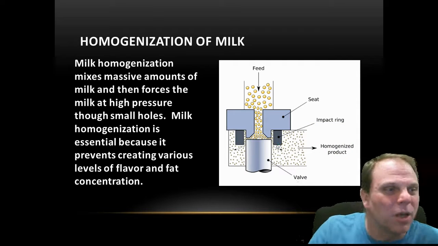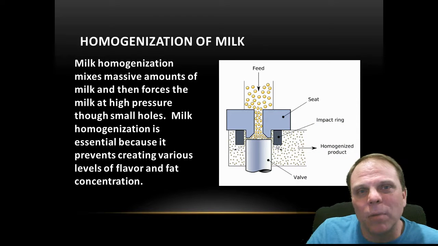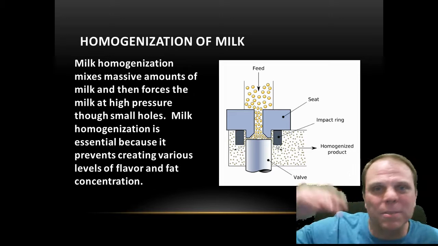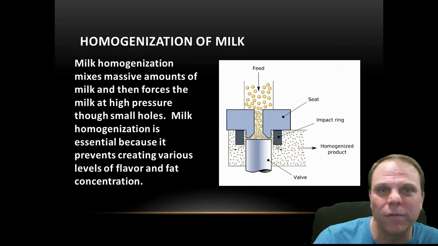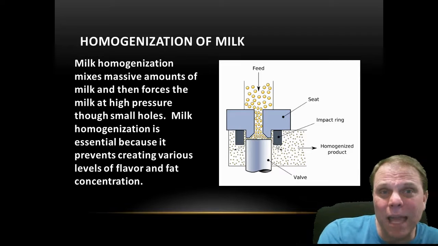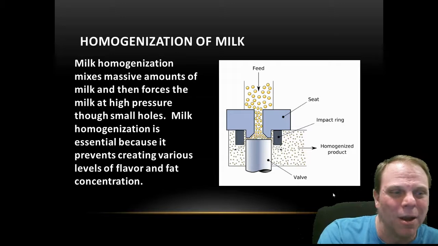We love cream. So how do we keep the milk that we buy from the store from separating out like it does on the farm? Well, what we do is we go through a process called homogenization. And if you've ever paid attention to the label on your milk, you probably notice it says homogenized somewhere on there. What does that mean?